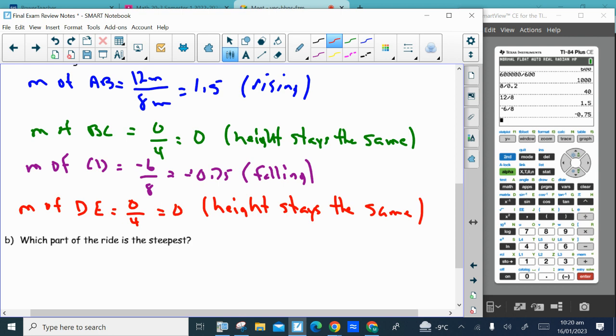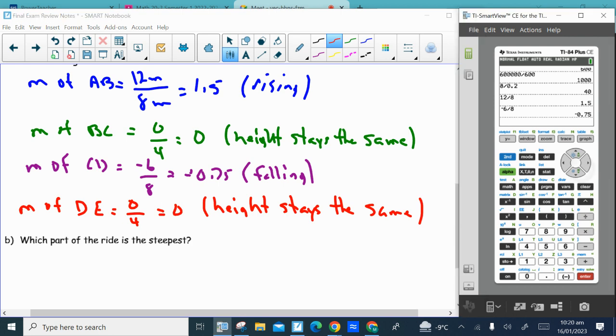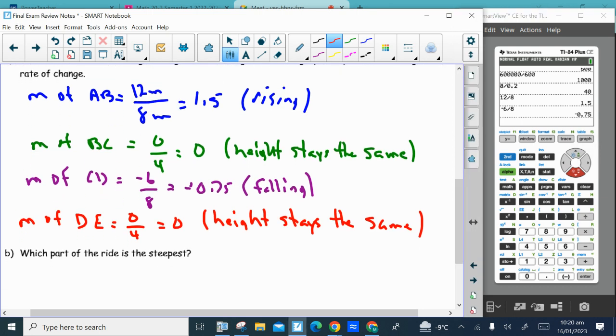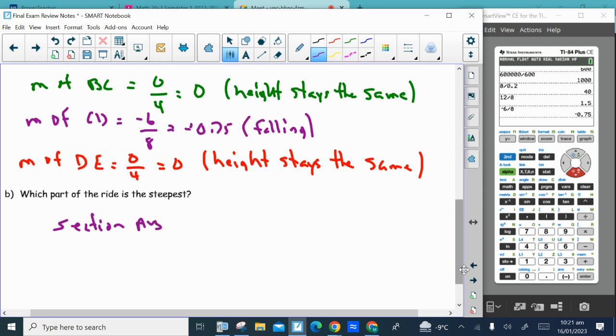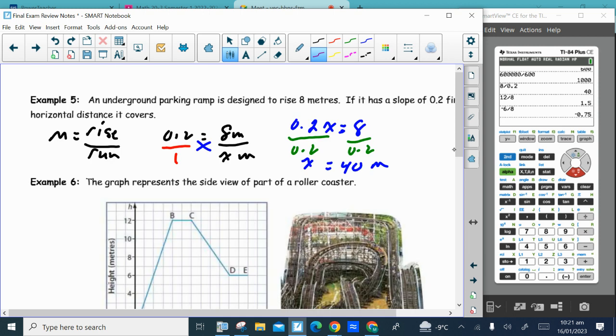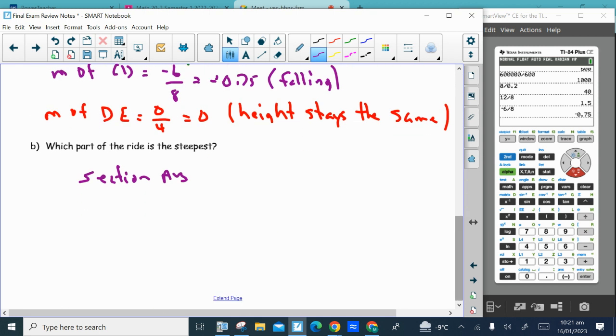Which part is steepest? Well, the first part, because that has the highest slope of 1.5. So section AB. Because the slope is the greatest. 1.5, that's the highest number. Okay, so those are the main parts of slope that you need to know.